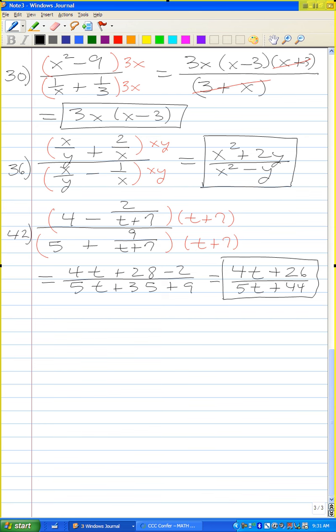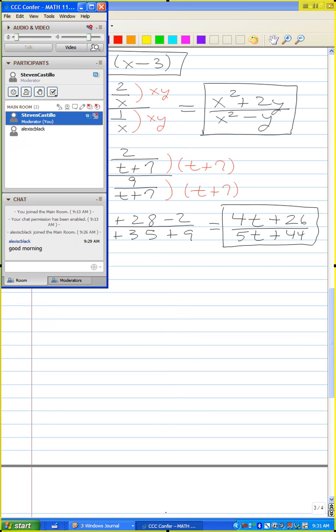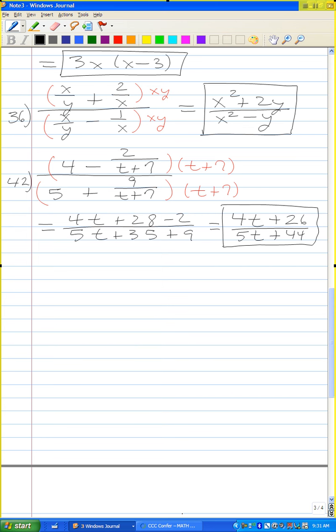Let's do problem number 48. Good morning. So let me do problem number 48. y minus 6 plus 22 over 2y plus 3.